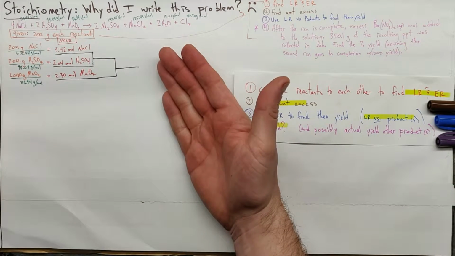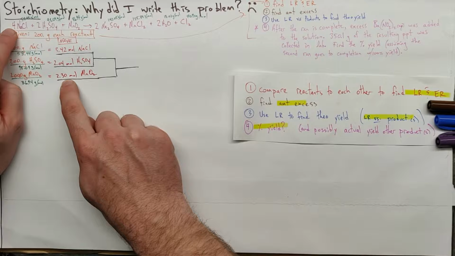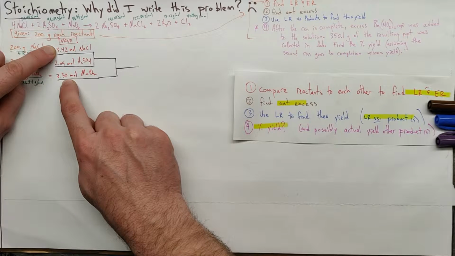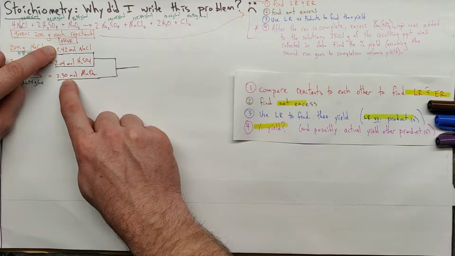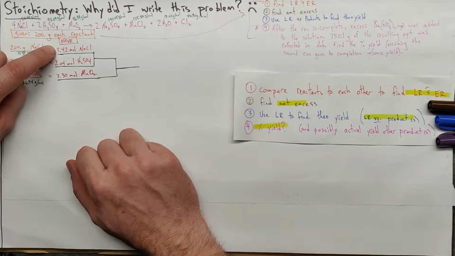So right off the bat, I'm going to say, all right, I got 2.3 moles of manganese dioxide. I need 4 times as much NaCl. Do I have 4 times as much NaCl? No. In fact, I don't even have twice as much NaCl. So NaCl is limiting compared to MnO2. Right off the bat, we know.